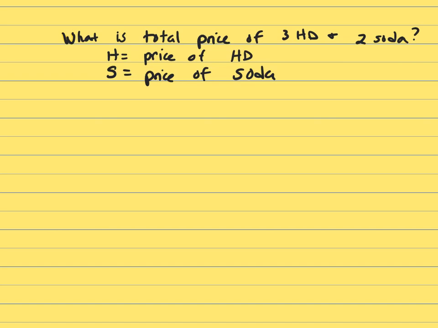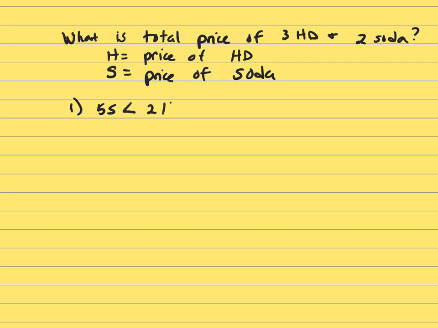We're trying to figure out the total price of 3 hot dogs and 2 sodas, and all hot dogs cost the same amount, and all the sodas do. So let's look at clue 1. Clue 1 says the total price of 5 sodas. Well, I'm letting S equal the price of each soda and H be the price of each hot dog. So the total price of 5 sodas is less than the total price of 2 hot dogs.